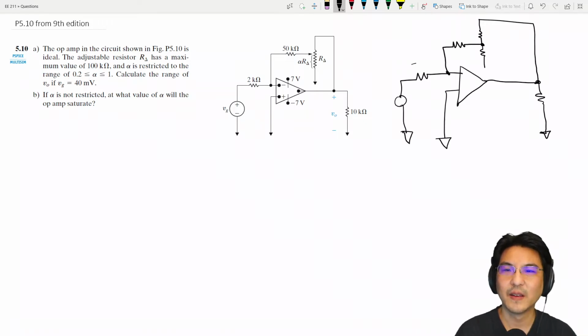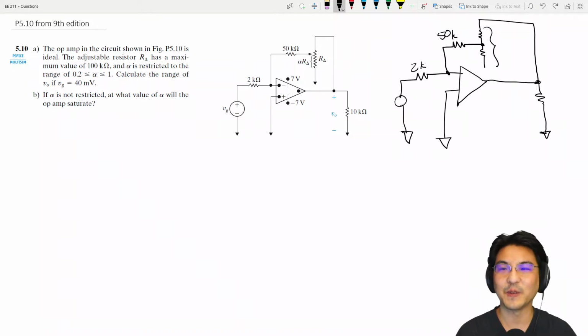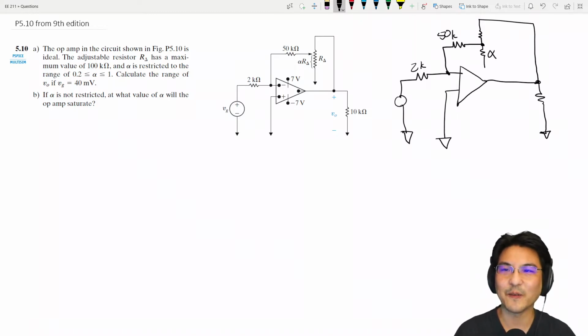Okay, so where this whole thing is 100K, but then you can turn the knob to pick how far along it goes. Right, so this bottom part is labeled alpha times R, so alpha times 100K.